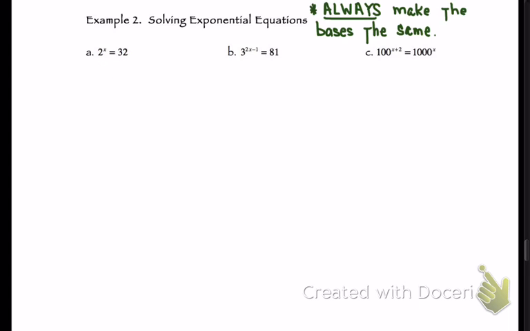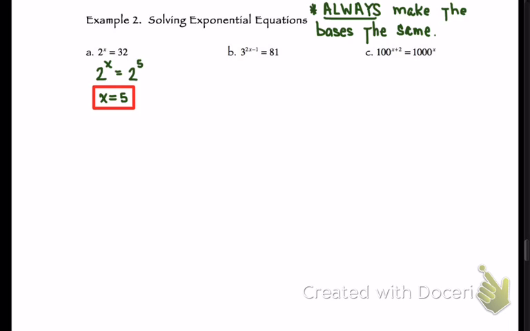How am I going to do that? Well, I'm going to ask myself, can I make 32 into a base of 2 somehow? I can. So I think I could rewrite 32 as 2 to the 5th power. And notice I kept the left-hand side the same. So once I have the bases the same, what I can do is drop the base and set the exponents equal to each other.